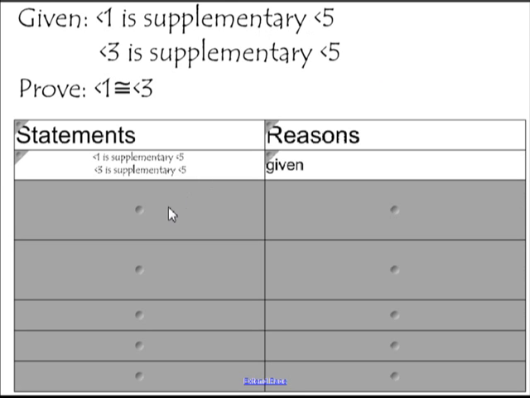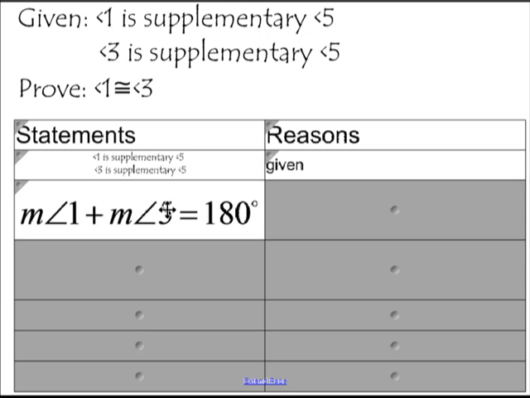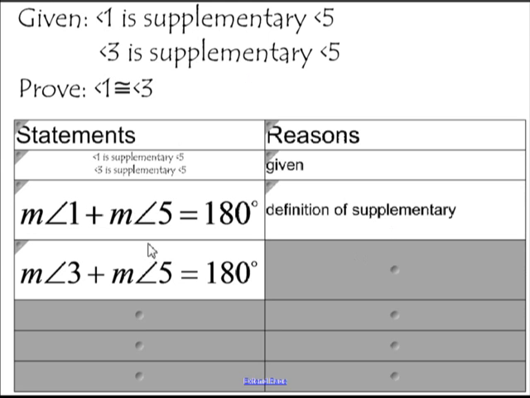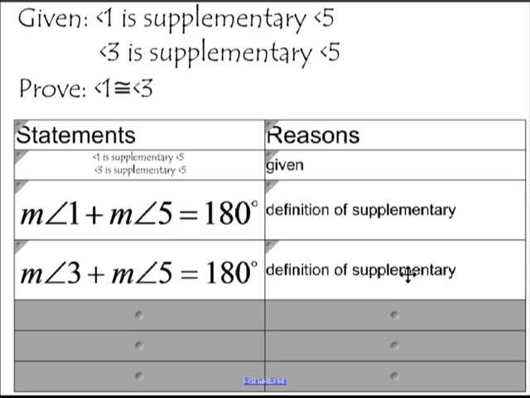So angle 1 supplementary to angle 5, what does that tell you? Angle 1 plus angle 5 equals 180. So I'm going to state that: measure of angle 1 plus measure of angle 5 is 180 degrees. How do I know? That's the definition of supplementary. Same thing for 3 and 5, right? They're also supplementary. So you could, as I've said before, combine these together in one step. I put them as 2 steps just to make it a little prettier, but either way is fine.